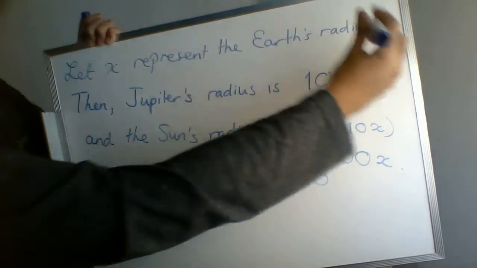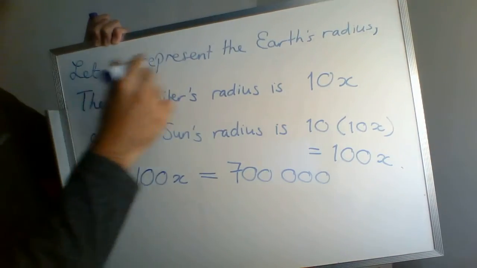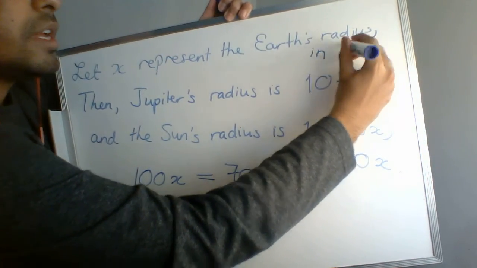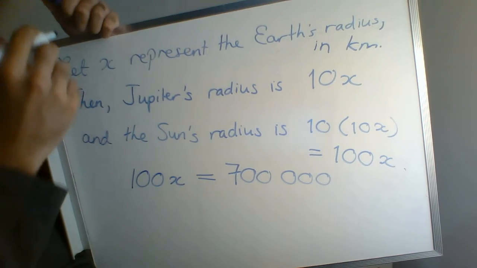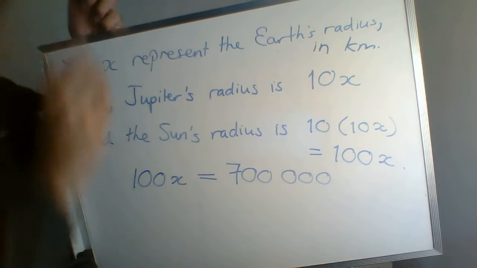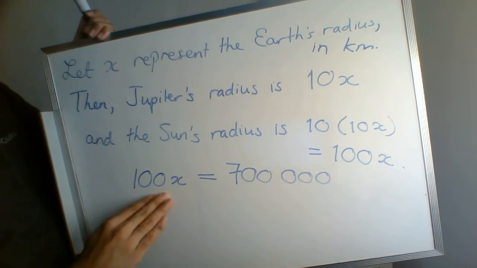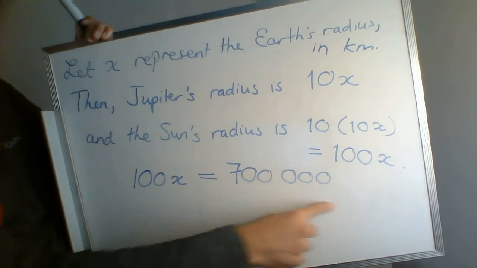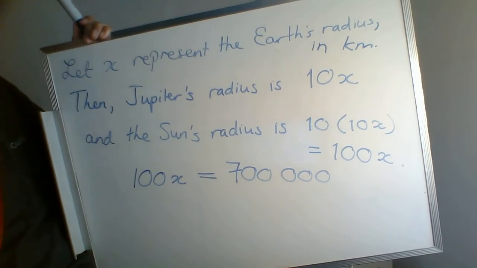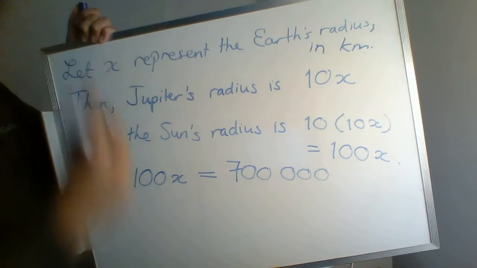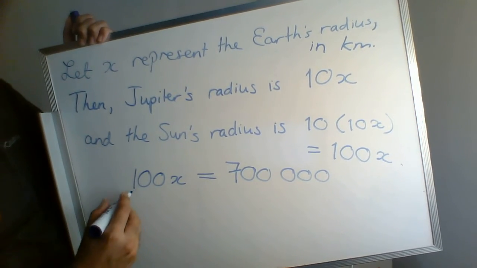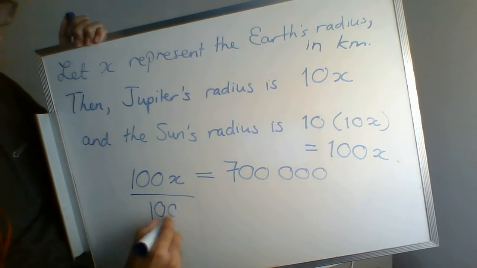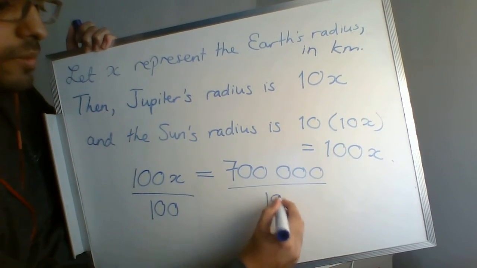But again, what we should have done up here in our let statement is we should have said let x represent the Earth's radius in kilometers, right? That would have been more useful for when we get our final answer. So now we know 100x, that's 100 times the Earth's radius in kilometers, is equal to 700,000 kilometers. But we don't want 100 times Earth's radius, or we don't want 100 times x, we want just x. So I'll just divide both sides by 100.